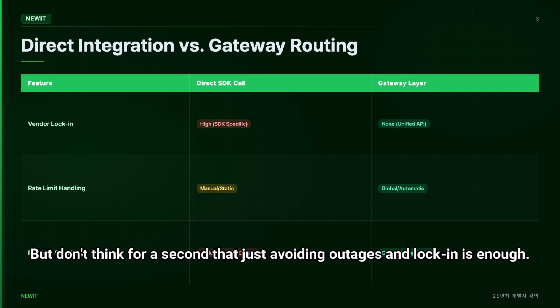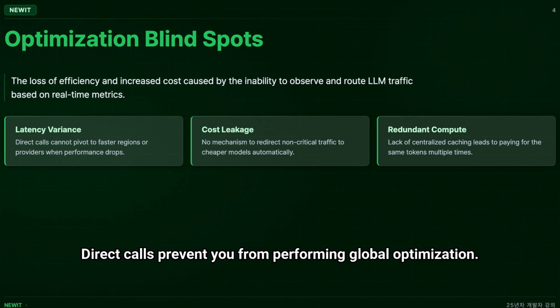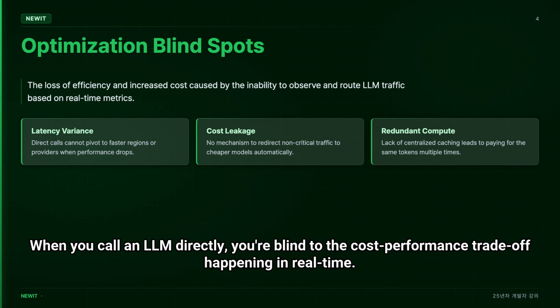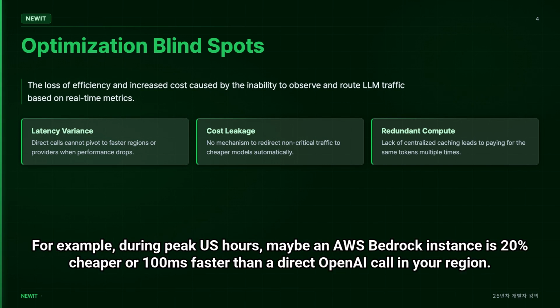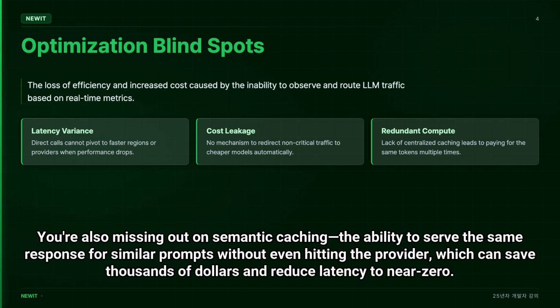But don't think for a second that just avoiding outages and lock-in is enough. The real pain comes when you look at your monthly cloud bill and the time to first token metrics across different regions. Direct calls prevent you from performing global optimization. When you call an LLM directly, you're blind to the cost-performance trade-off happening in real time. For example, during peak US hours, maybe an AWS Bedrock instance is 20% cheaper or 100 times faster than a direct OpenAI call in your region. Without a routing layer, you can't capture that value.